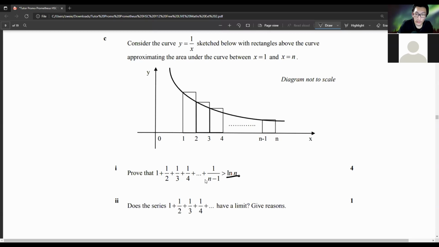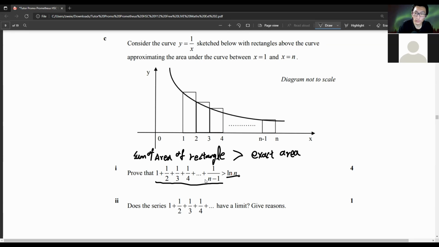Now, this is again comparing areas. What we have on the left hand side is the area of my rectangles. If you notice, the sum of the area of the rectangles is greater than the exact area under the curve.